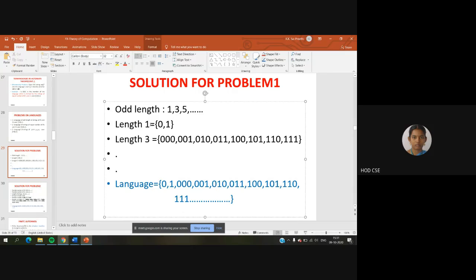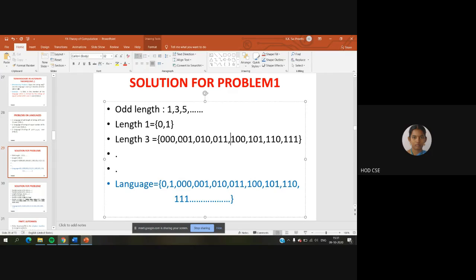So 2 power 1, totally 2 strings can be produced. Very similarly, in length 3, how many strings can we produce? 8 strings we can produce. How 8 strings? There are 2 input symbols and here the length is 3. 2 power 3 is equal to 8. There are 8 strings that can be produced.